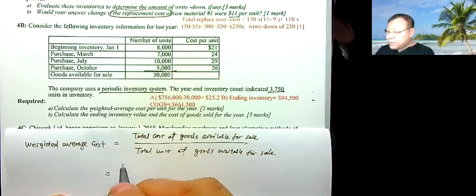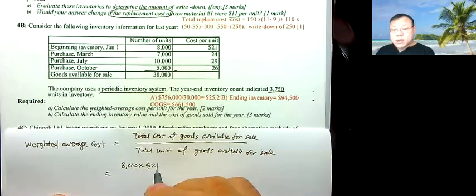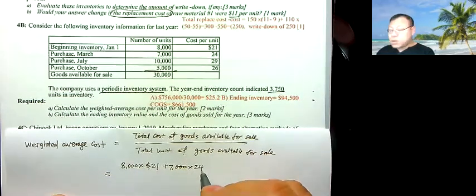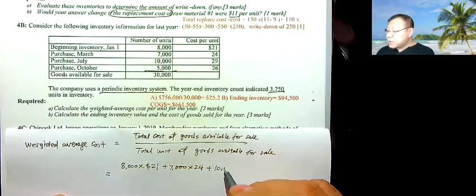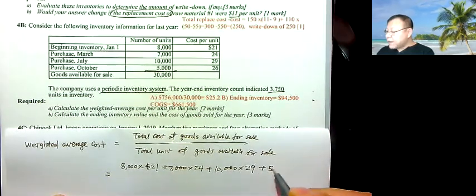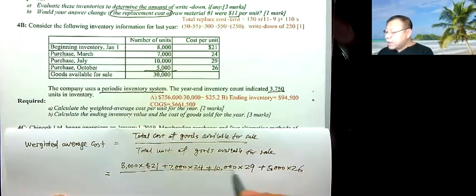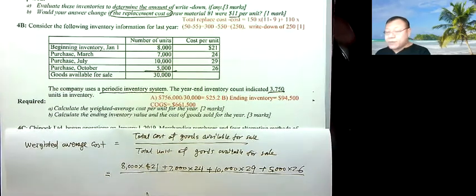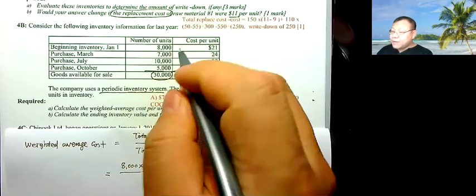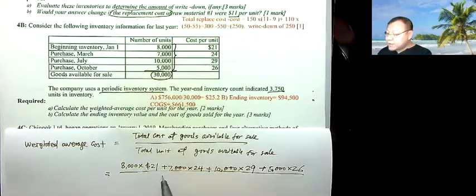Well, you start with beginning inventory, 8,000 times 21, plus 7,000 times 24, plus 10,000 times 29, plus 5,000 times 26, and divided by total units available for sale. So this one is 30,000. If you add these four numbers up, you get 30,000.